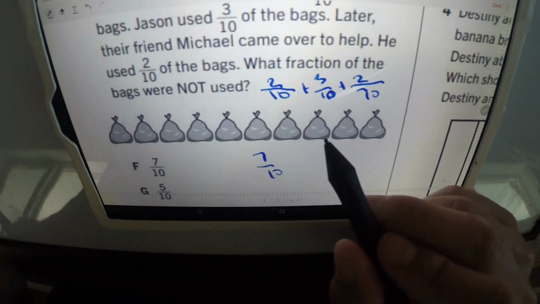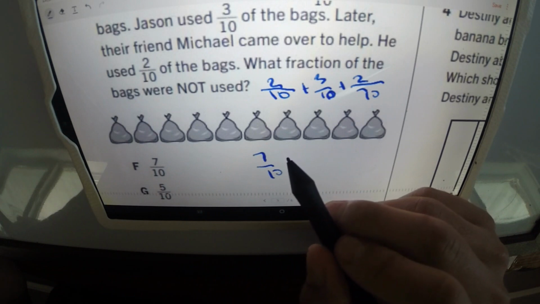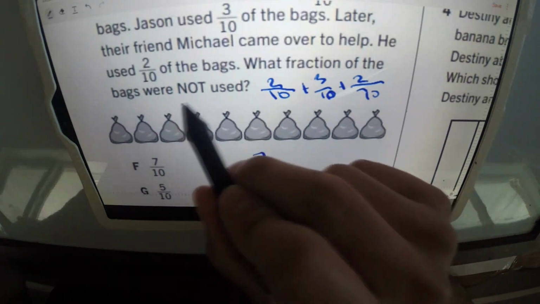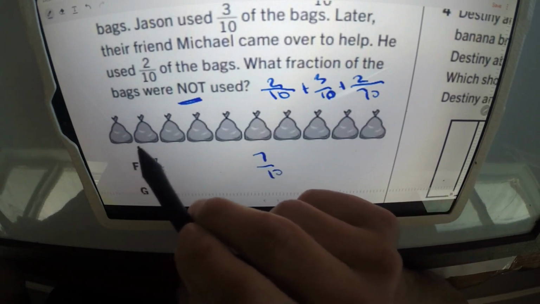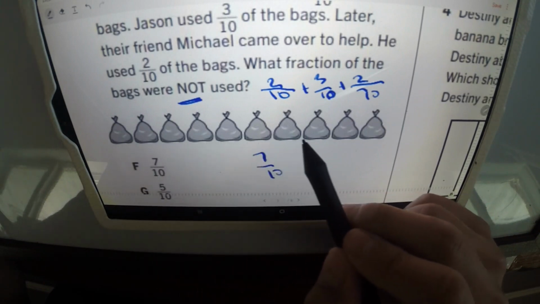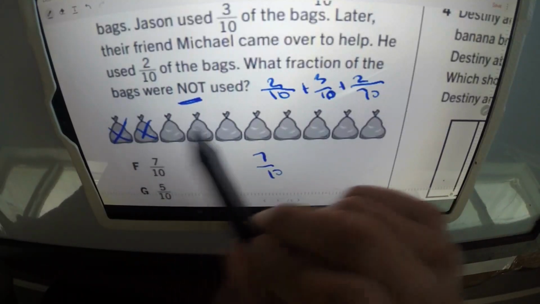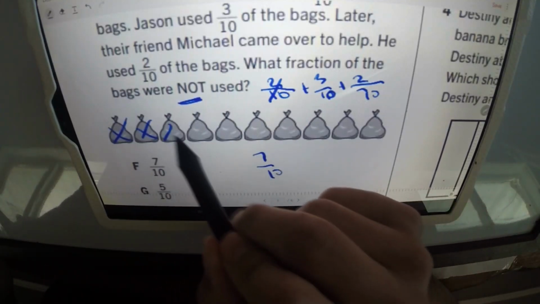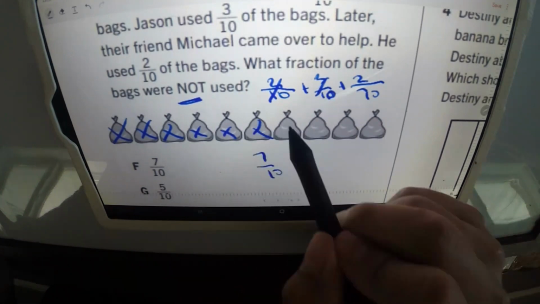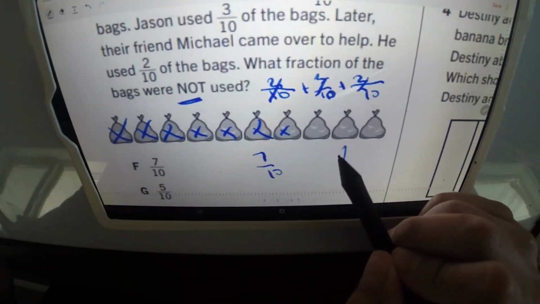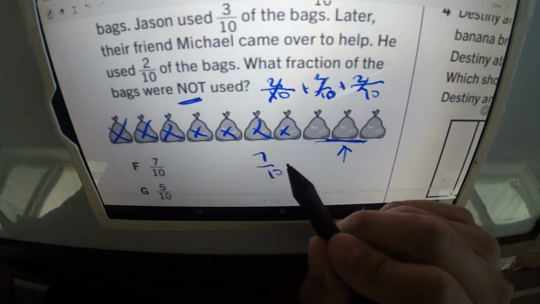They're not asking how many total of the bags out of 10 were used. They're saying how many were not used. So we know there's 10 total bags. So 1, 2, 3, 4, 5, 6, 7, 8, 9, 10. 10 total bags. 1, 2 for this one. 1, 2, 3 for this one. Then 2 more. 1, 2 for that one. How many were not used? So these bags were not used. So that's what they're asking.